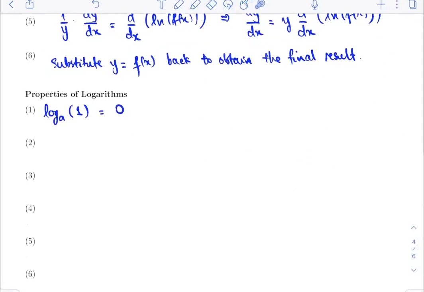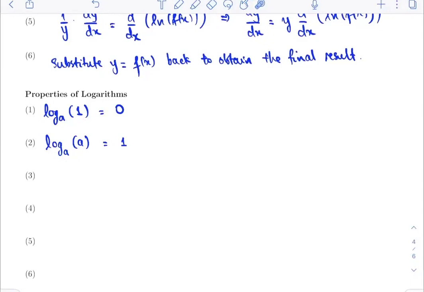You learned in pre-calculus that you can ask the question, what power should I raise a to get 1? So the power we need to consider is 0. So a to the 0 is equal to 1. Or in this case, log of any base of 1 is always equal to 0. The next property is log base a of a is equal to 1. So you can ask the question, what power should I raise a to get a? The answer is 1.